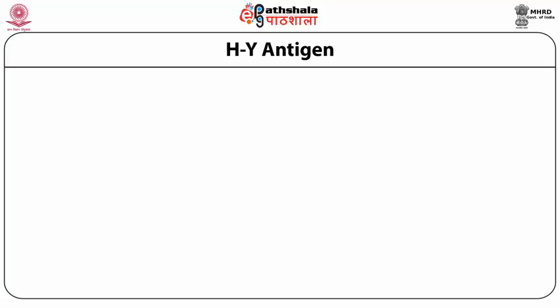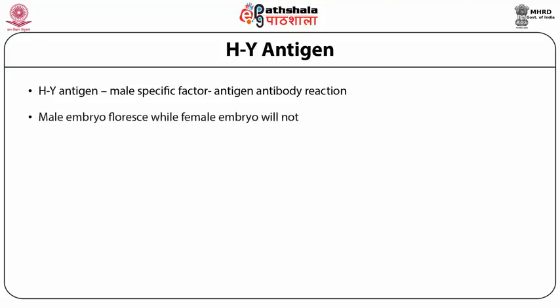Detection of HY antigen. HY antigen is a male specific factor, and it can be detected by using a specific antibody. The embryos are incubated for 30 to 60 minutes with antibodies, and then an additional 30 to 60 minutes with a second antibody containing a fluorescent dye. Embryos are then briefly examined with a fluorescent microscope. If it is a male embryo, fluorescence will be observed. In a female embryo, no fluorescence will be observed.